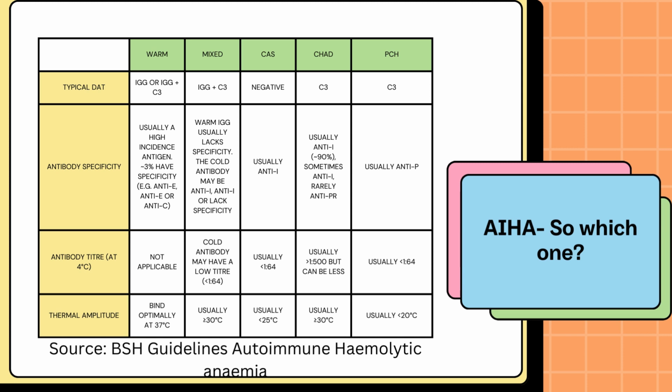CHAD must be distinguished from insignificant cold agglutinins, and that's by measuring antibody titers. So CHAD typically has a titer of more than 1 in 500, and it's normally less than 1 in 250 for an insignificant cold antibody. In paroxysmal cold hemoglobinuria, it's biphasic IgG binding at low temperatures, but causing complement lysis as the temperature rises. It's usually C3d only. In children, a Donath-Landsteiner test is used if there's presence of hemoglobinuria and cold symptoms and you've excluded CHAD. In mixed, you could get a combination of warm IgG and cold IgM, but the titers are often low, with less than 1 in 64.